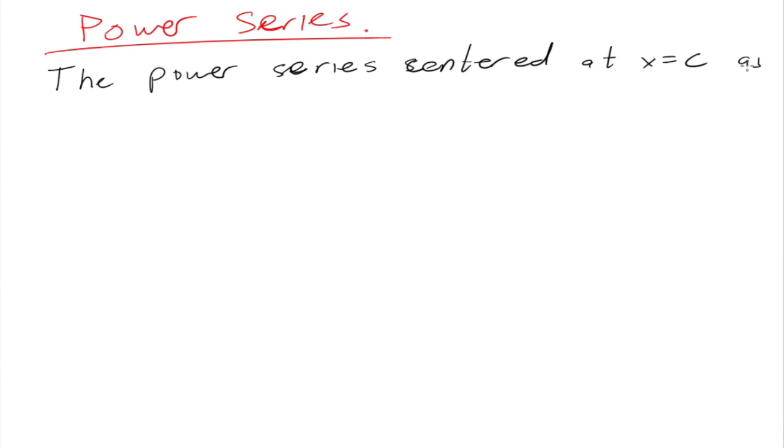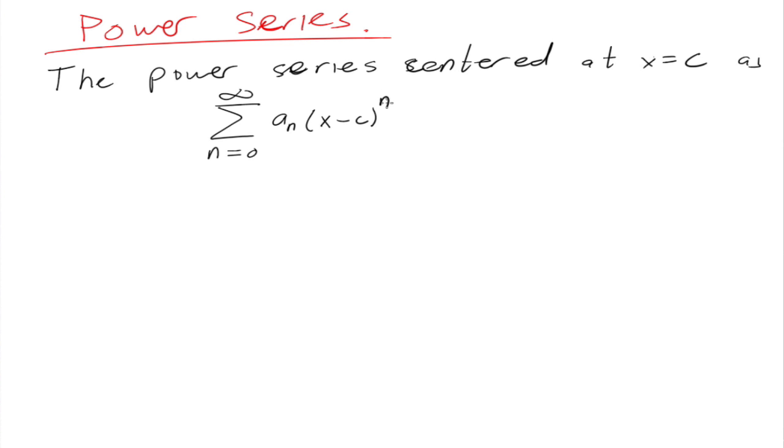All right. So we defined the power series. Power series centered at x equals c as the sum n equals 0 to infinity of a sub n times x minus c to the n.